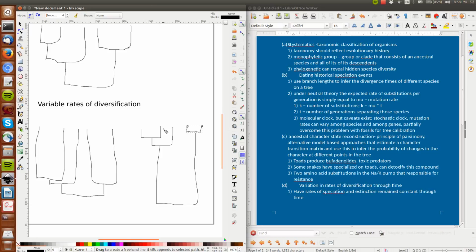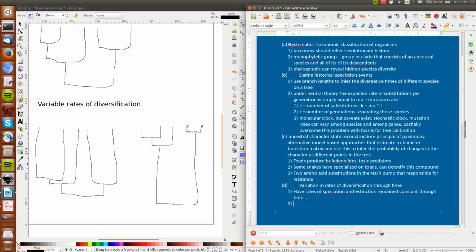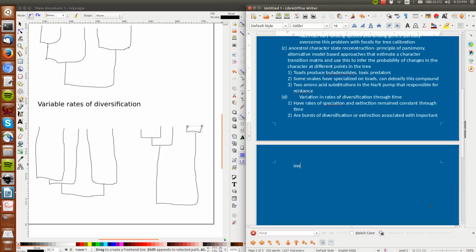Now, finding evidence of variation in rates of diversification leads to the question of why, right? What happened at this point in history or this point in history to cause a substantial shift in either the rate of speciation or the rate of extinction? So the question then becomes, if they exist, are bursts of diversification or extinction associated with important innovations or historical events?